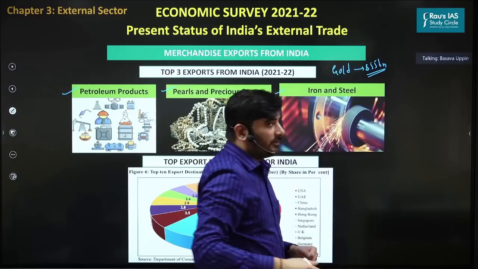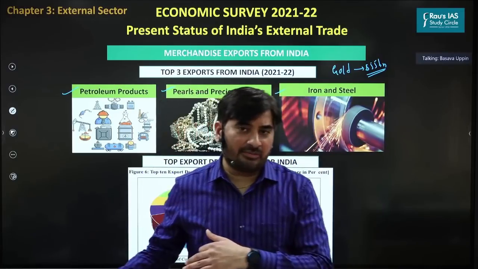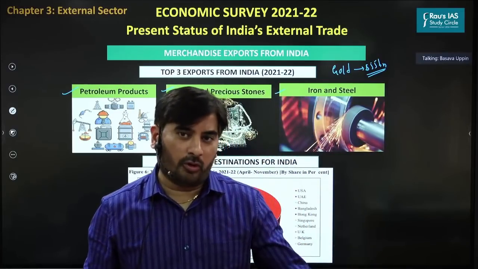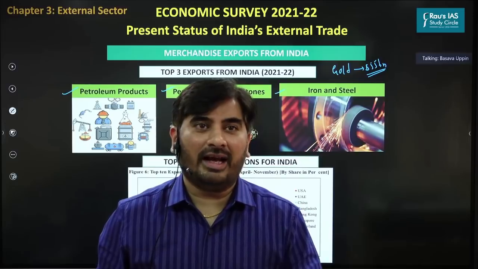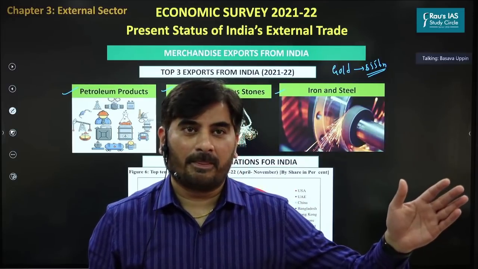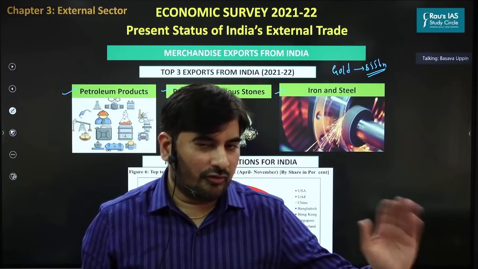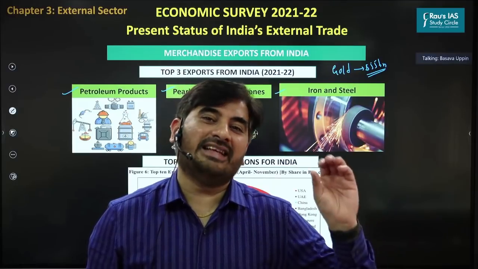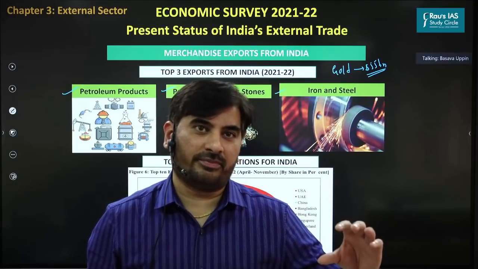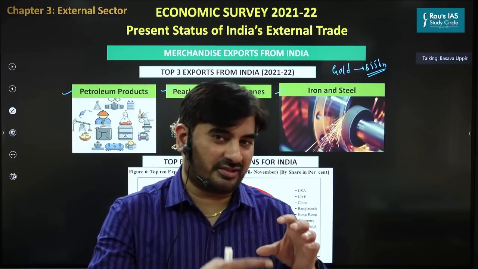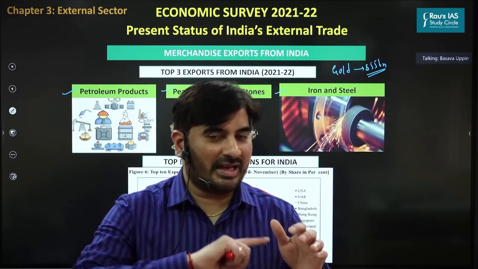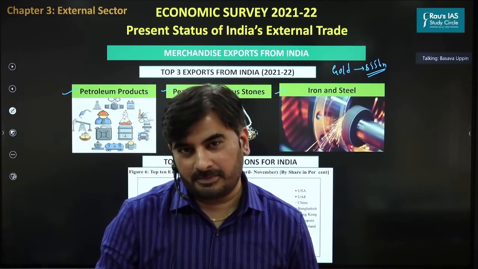So what we do is we obviously import gold for our domestic consumption. Apart from that, the gold that is so imported is processed or converted into jewelry and then exported to other countries. Apart from that, we also import rough diamonds, rough precious stones. The rough diamonds and rough precious stones are in turn polished. And once they are polished, they are exported back to other countries.